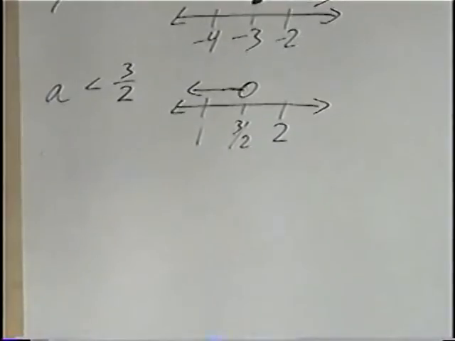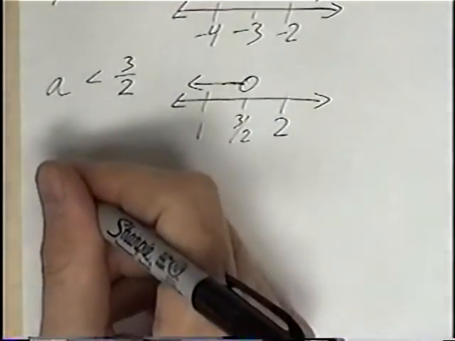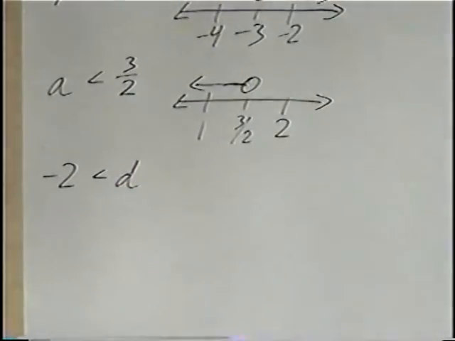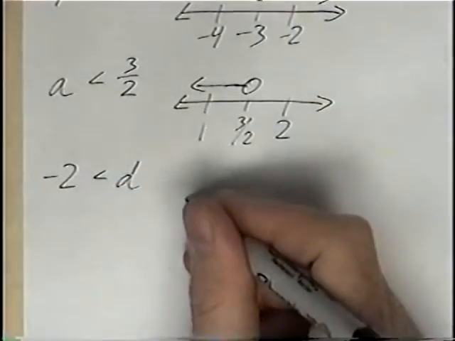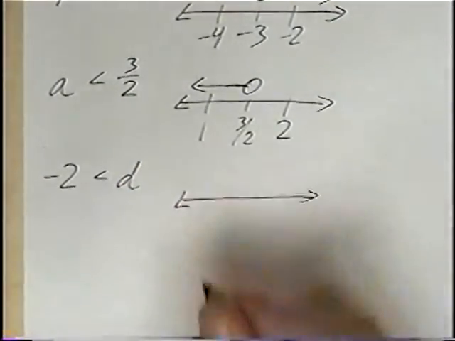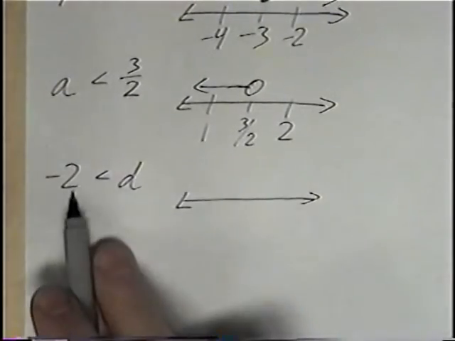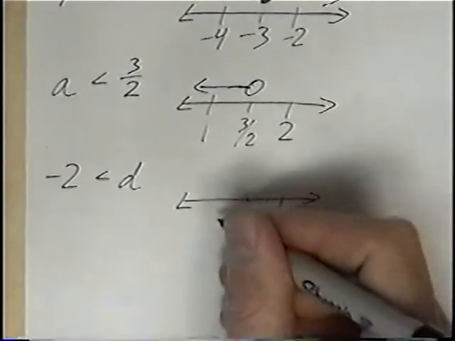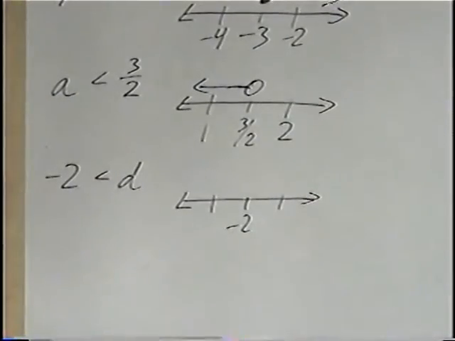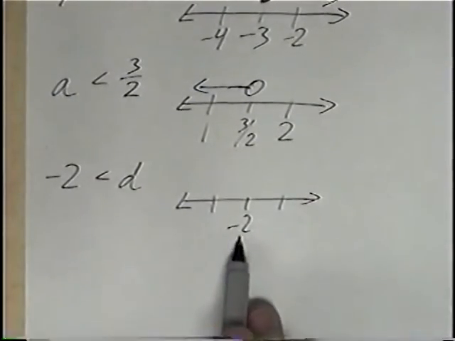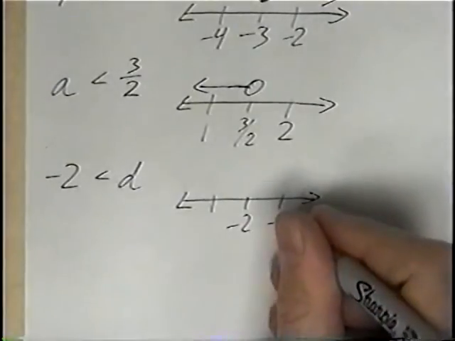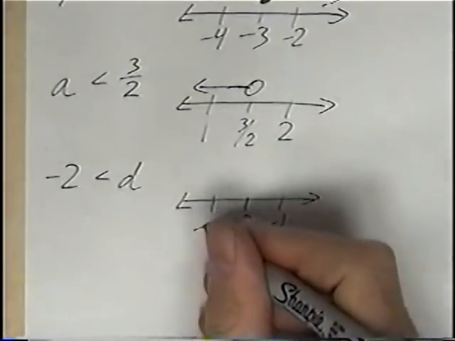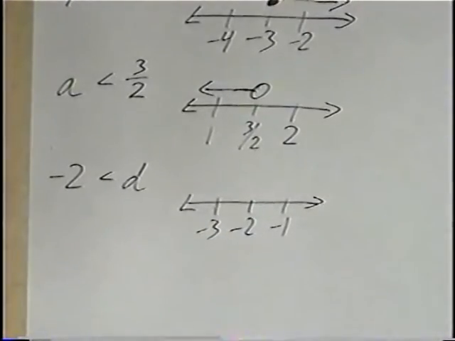Last question for the section. -2 is less than d. Again, draw the number line. -2 is the number that we're graphing. We'll go in the middle. And we'll put one number to the right and one number to the left. To the right of -2, that would be -1. And to the left of -2, that would be -3.